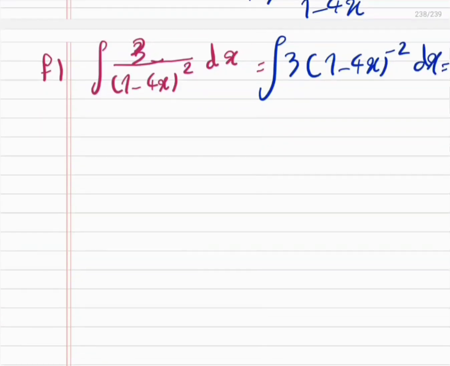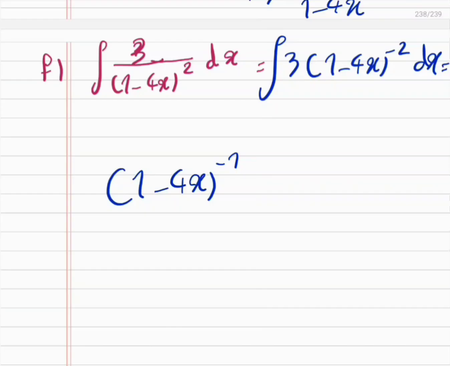Now, at this point, we just need to make an educated guess that, let's say, if we integrate, we'll get 1 minus 4x, and we always add 1 to the power. So in this case, basically, you just take this expression on the denominator, but obviously the power becomes negative because it's on the numerator, and then you just add 1 to the power. So minus 2 plus 1 is minus 1. So let's say this is the function that we get after integration.